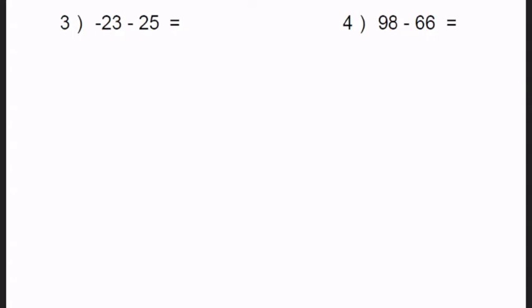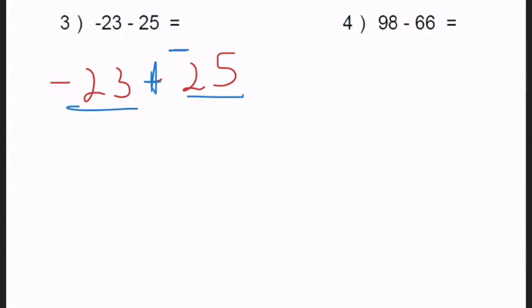All right, so we have negative 23 minus 25. First step, make it plus. Next step, change the sign of the next number, so I'm going to make it a negative. So now I have negative 23 and negative 25, so I add them, I get 48, keep the negative.